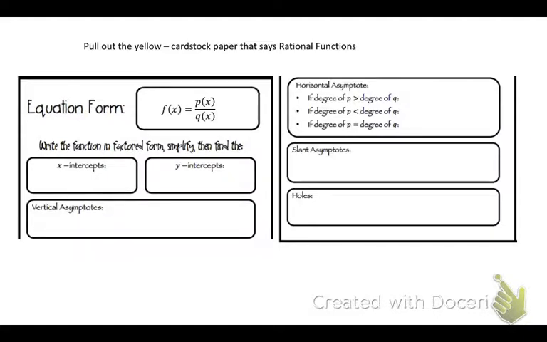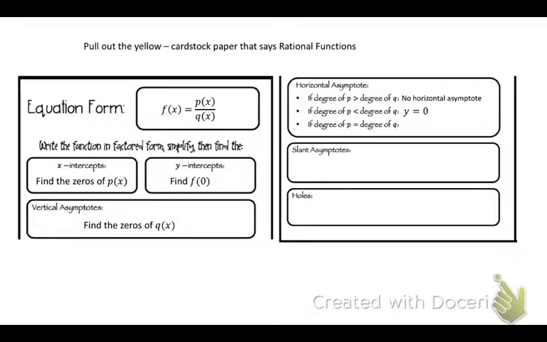Now, we write the function in factor form, simplify, and then we can find the x-intercepts by finding the zeros of p of x. So you set the top equal to 0. You can find the y-intercepts by plugging in 0 for all the x's. So you find f of 0. Vertical asymptote, find the zeros of q of x, so of the bottom, and that will give you the vertical asymptotes. Now for the horizontal asymptotes, if the degree of p is greater than the degree of q, there is no horizontal asymptote. If the degree of p is less than the degree of q, then the asymptote is y equals 0.